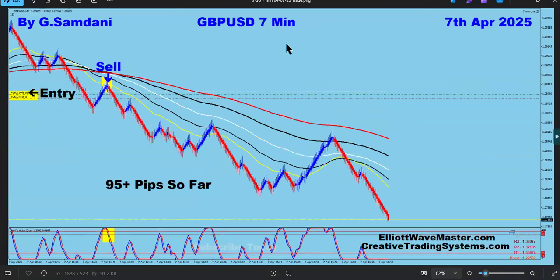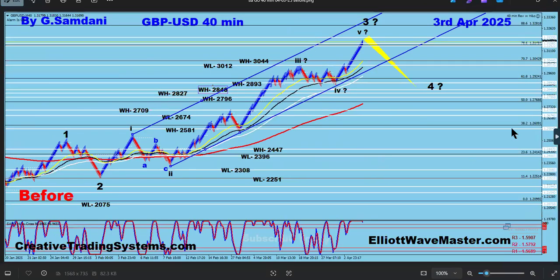On pound USD, 7-minute entry, 95 pip to the downside, and it is because of this chart. See this on the 3rd. I made the chart and it's slowly coming down, and all of a sudden this week in the beginning of the Monday, it starts to drop.